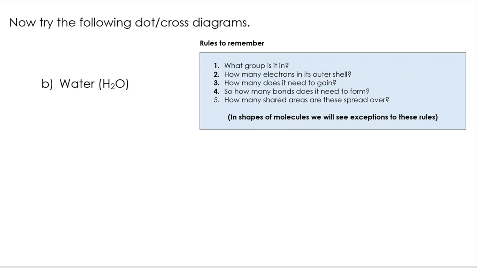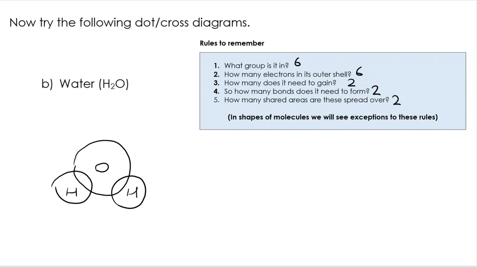So in water, we're picking the atom at the centre. There's only 1 oxygen and there's 2 hydrogens. So we're going to do this with oxygen. Oxygen is in group 6. So it has 6 electrons in its outer shell. So it needs to gain 2. So it will need to form 2 covalent bonds.